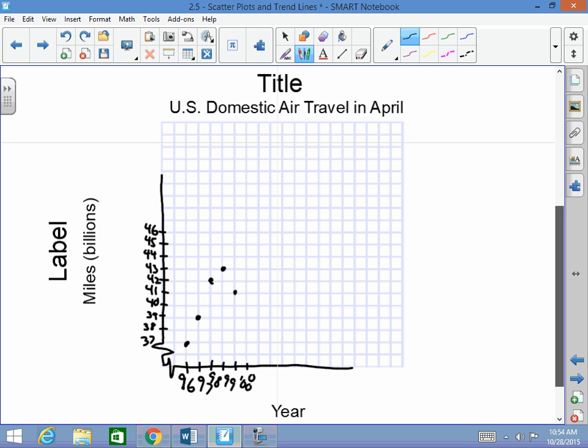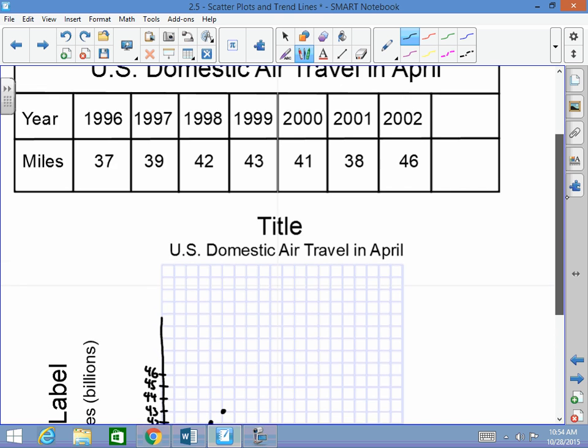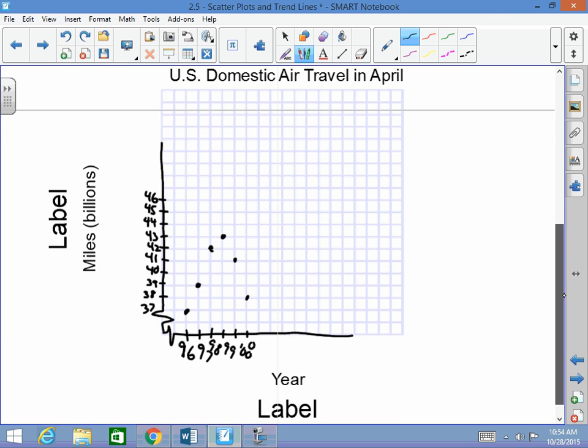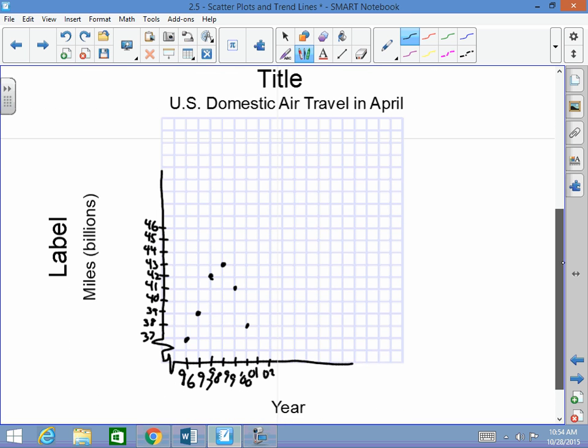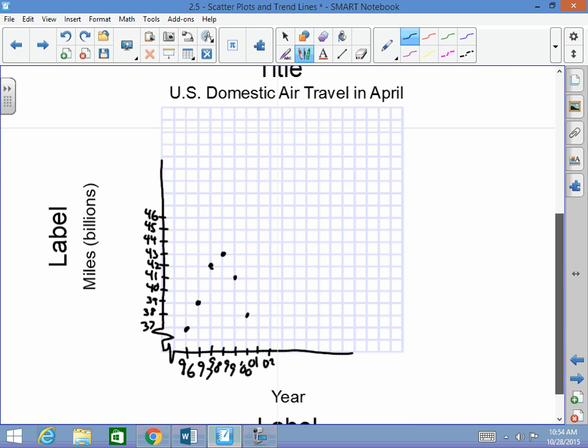So 2001 would be 38. And 2002, 46. So 2002, 46 would be about here. Okay, that's my graph. That's my scatter plot.